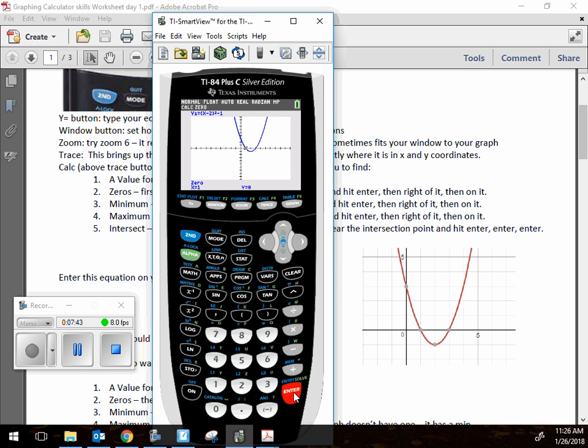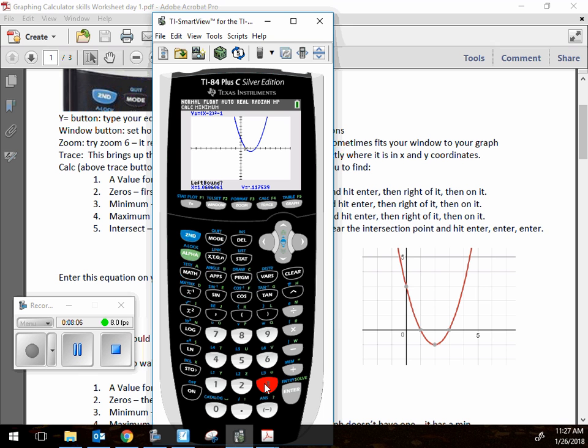Now go to second, calculate. And the next thing we need to find is minimum. Does this graph have a minimum? Yeah, it's that low spot there. So go second, calculate minimum, and choose the third one there. And now what's the first thing it asks you again? Left bound. You got to go to the left of that spot. Why does it do this? Why doesn't it just jump to the answer?